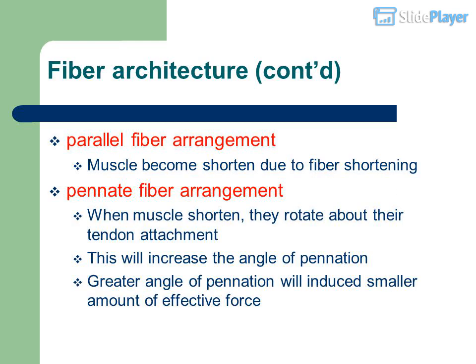Fiber architecture, continued. Parallel fiber arrangement: the muscle becomes shortened due to fiber shortening. Pinnate fiber arrangement: when muscles shorten, they rotate about their tendon attachment. This will increase the angle of pennation. A greater angle of pennation will induce a smaller amount of effective force.